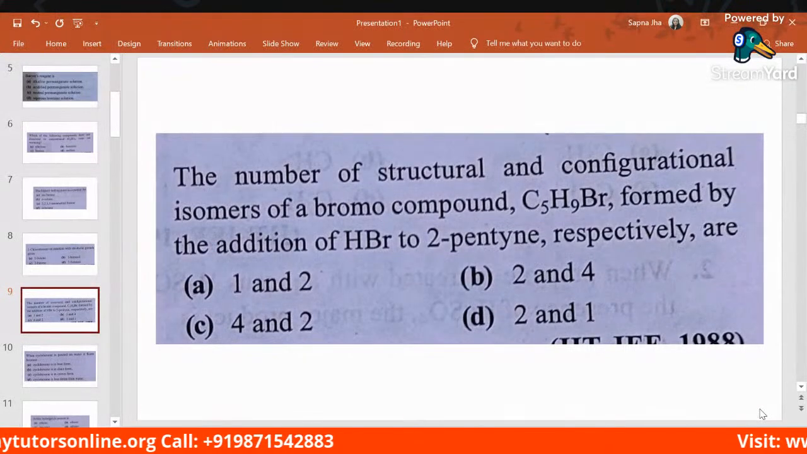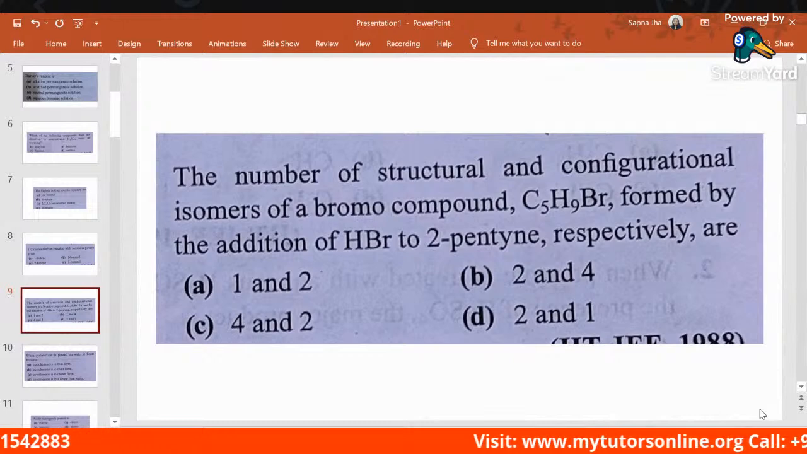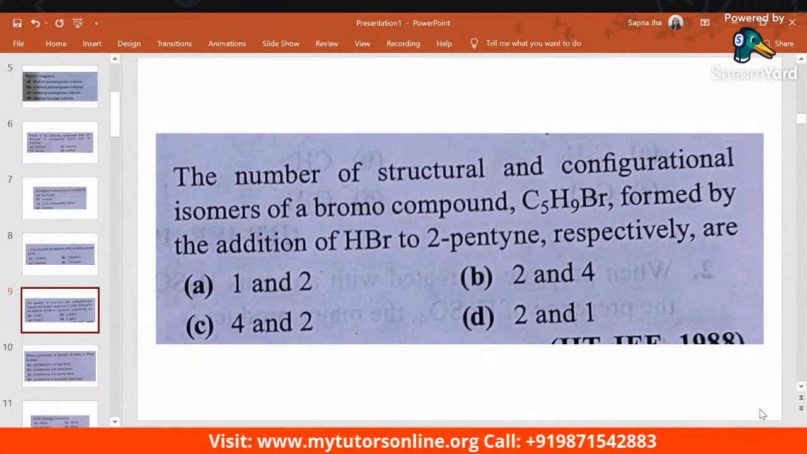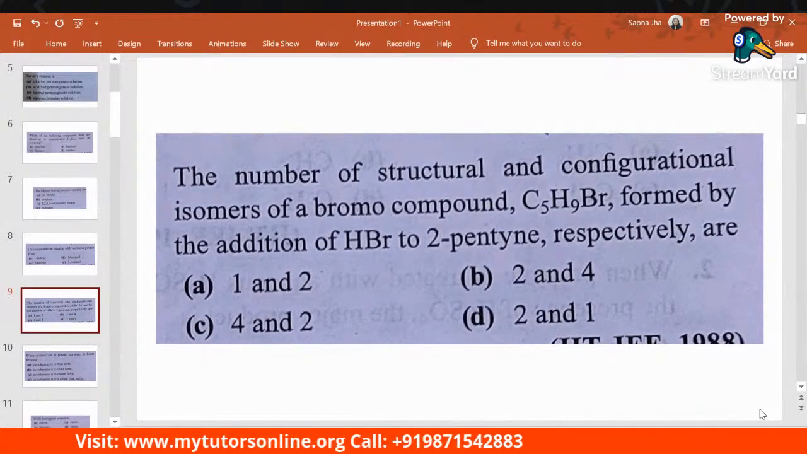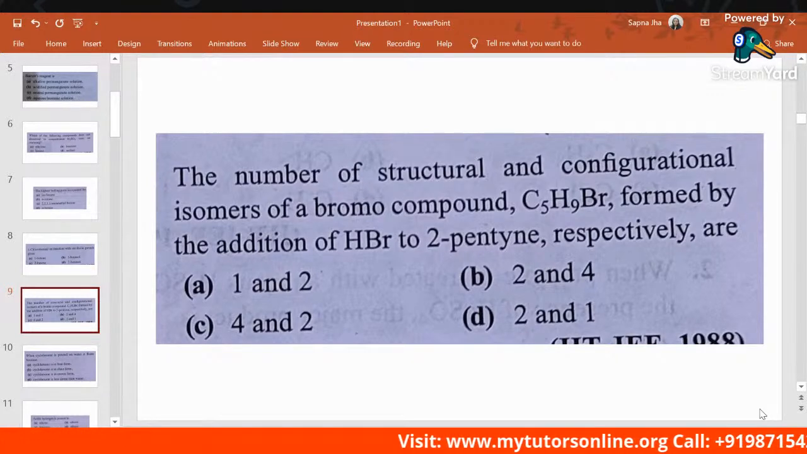Okay, now next question. You have to try the explanation by yourself because each of the two products shows geometrical isomerism and the total products becomes 4. So you have two products, that's why 2, that is structural, and the configurational isomer is 4 because there are geometrical isomerism also possible.